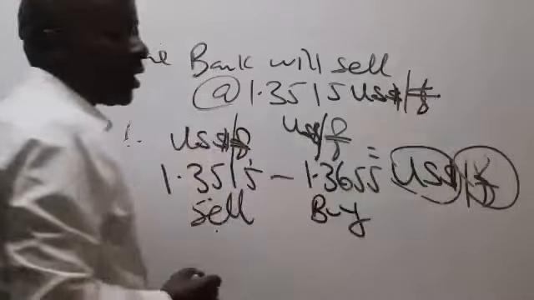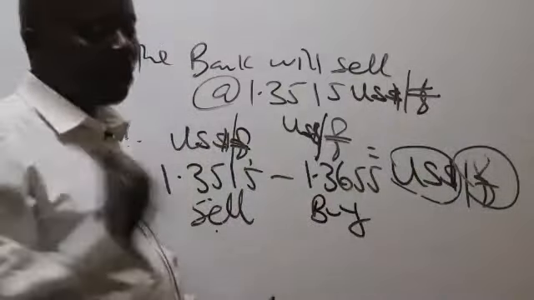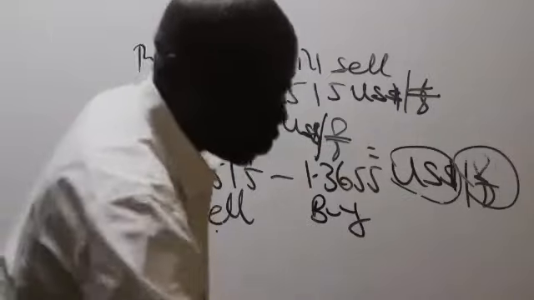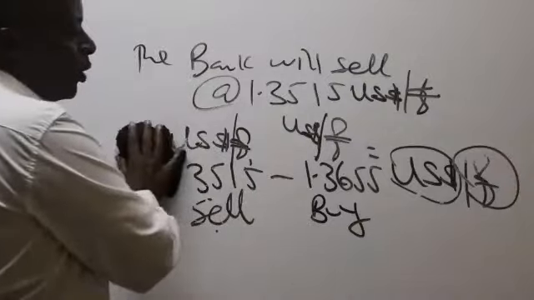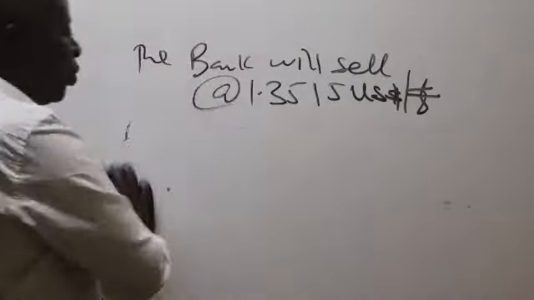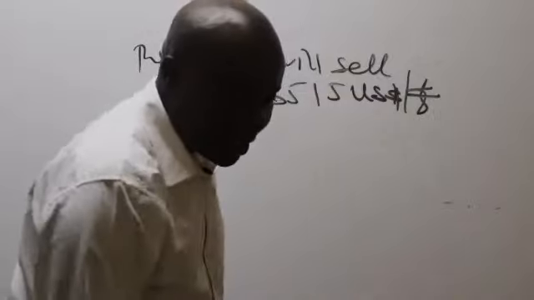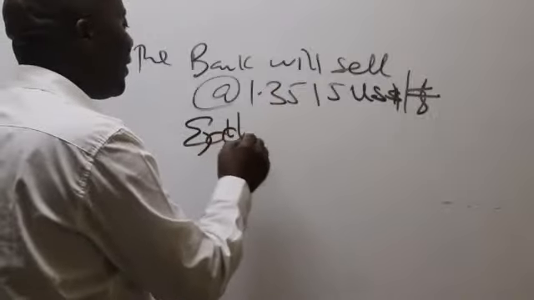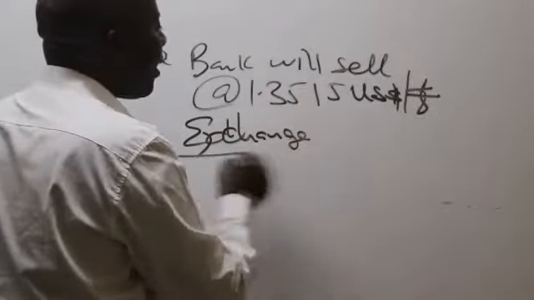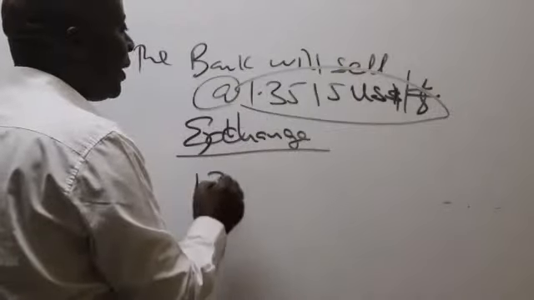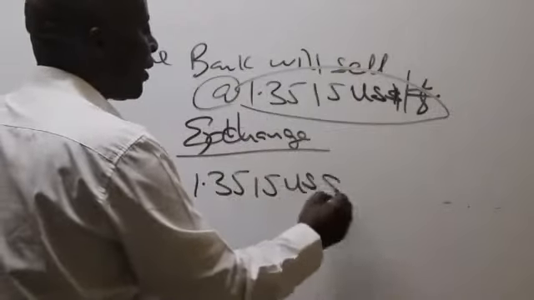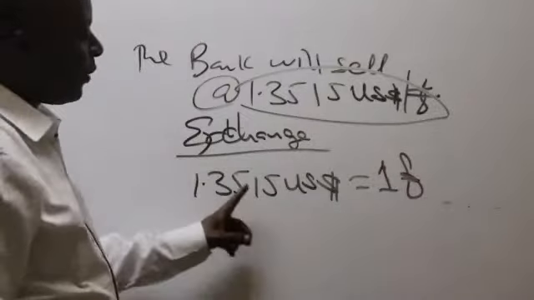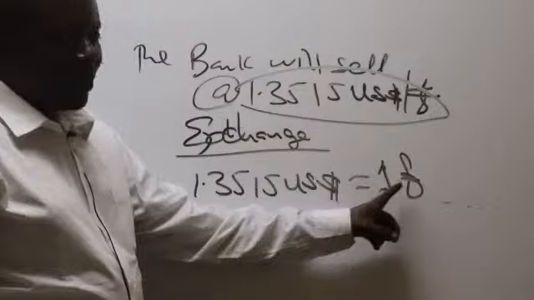Now after that, ladies and gentlemen, we can now go ahead with what you guys told me. Now we can go ahead and exchange. So could you kindly help me exchange? Exchanging, ladies and gentlemen, you guys are pretty much aware of this concept of exchanging, which you did in primary school. You were saying 1.3515 US dollar equals 1 pound.